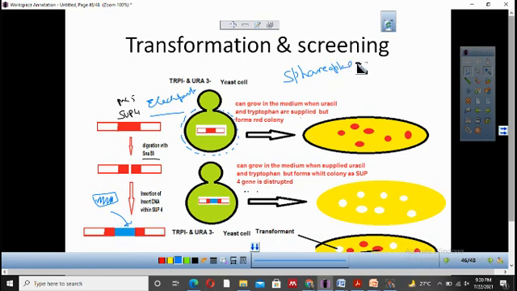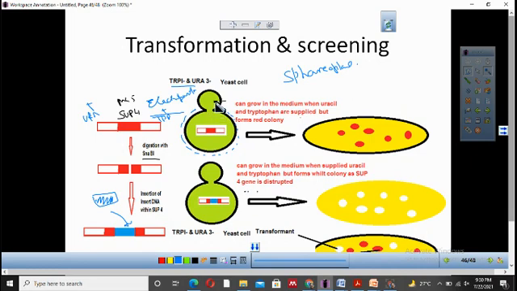Spheroplast. So this is a spheroplast into which, by electroporation, the clone DNA or the vector was introduced. This vector also has URA3 or TRP1. So these were the plus sign. But this yeast was mutant.